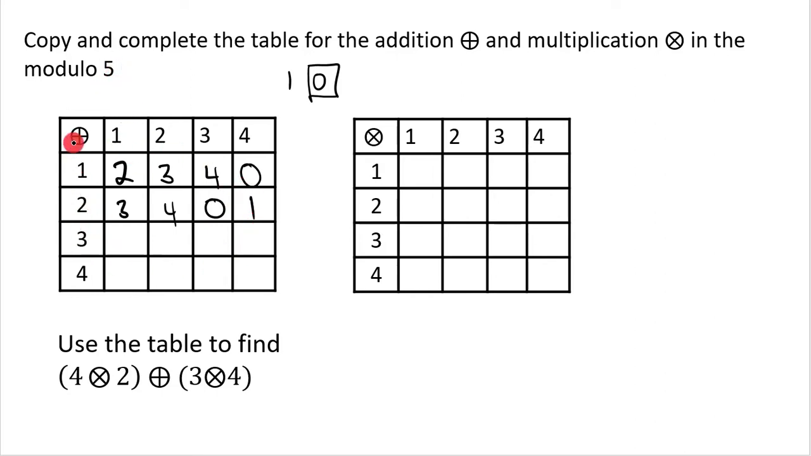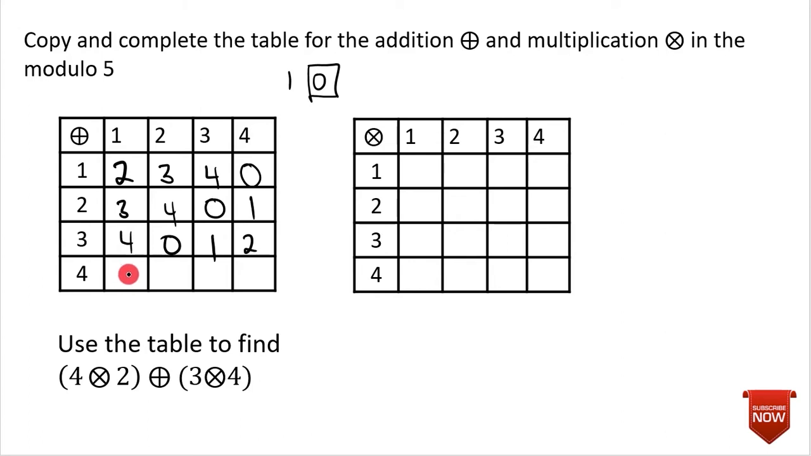The same thing: 3 plus 1 gives 4, so we write 4. 3 plus 2 gives 5. We can't write a 5 here because we are dealing with modulo 5, so we put the remainder, which is 0. 3 plus 3 gives 6, so we put 1. 3 plus 4 gives us 7. 5 goes into 7 once, remainder 2, so we put 2 here. We follow that order and fill the remaining blank spaces.